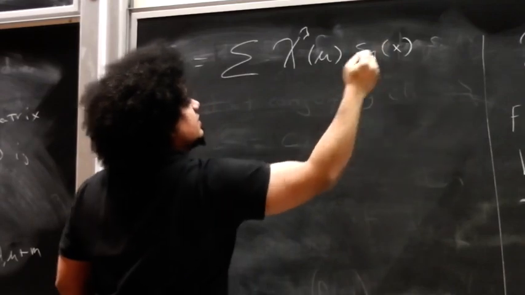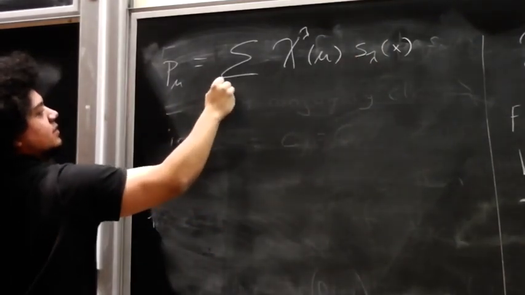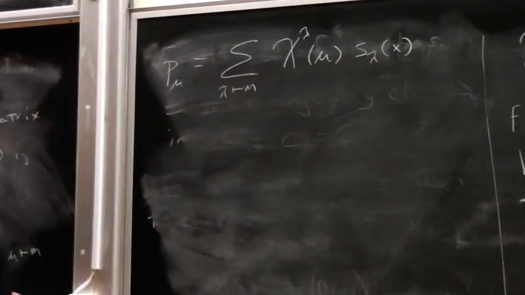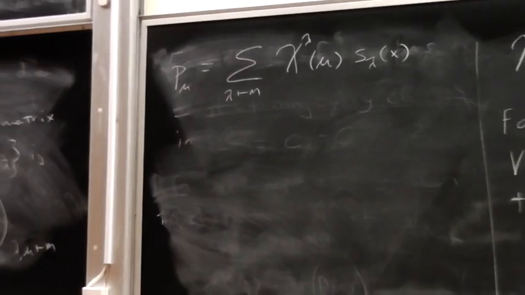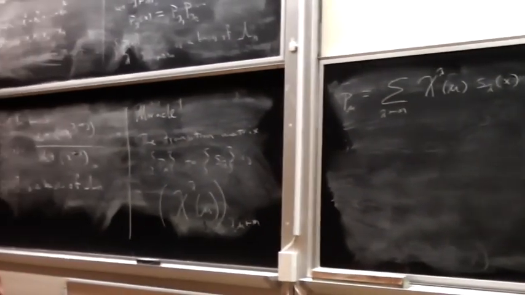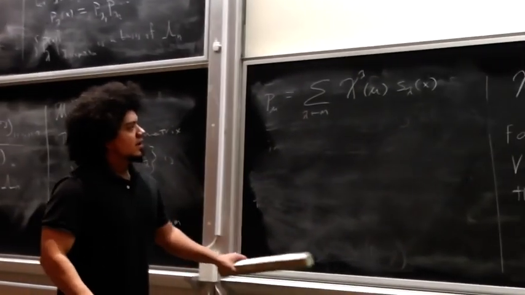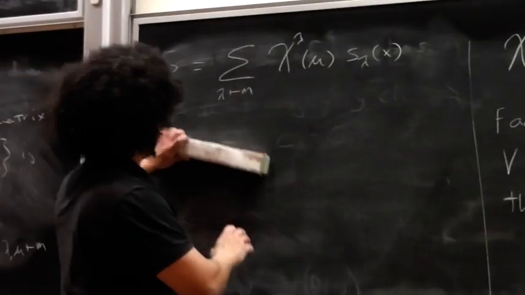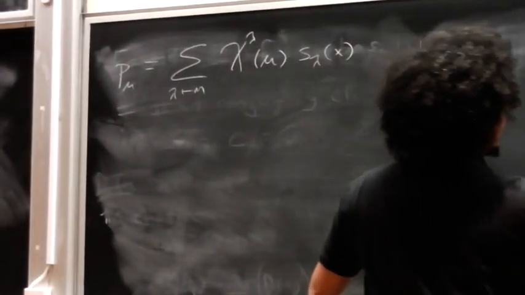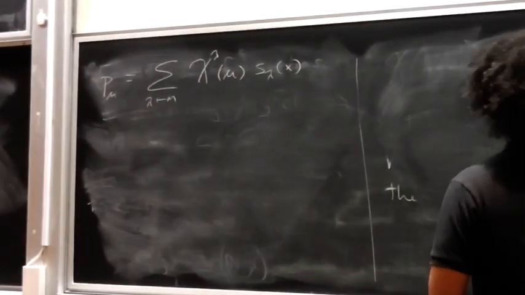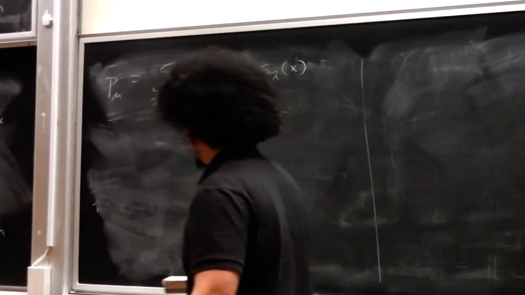S lambda of x, and in this case, lambda will be some partition of some number. So we can just read these off, which is great. All right, great. So now that we know how to find characters, what do we do with them?